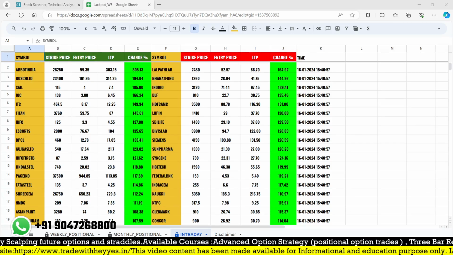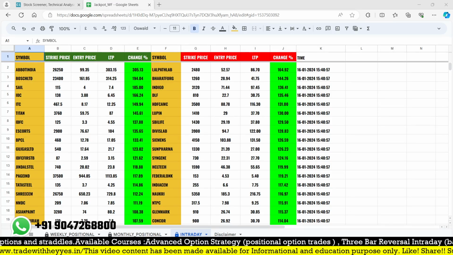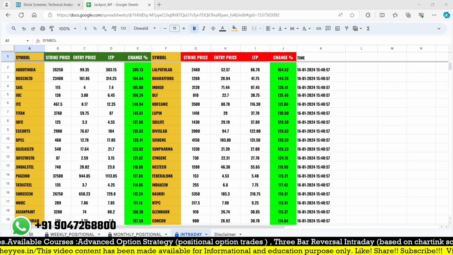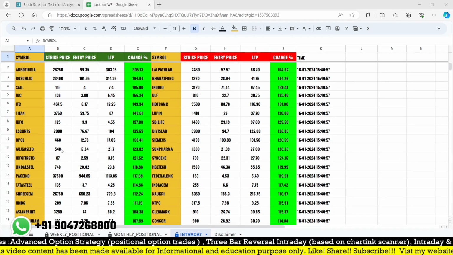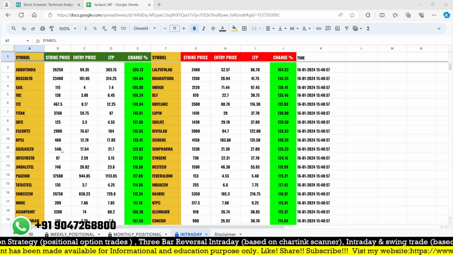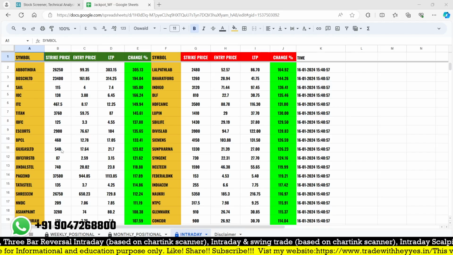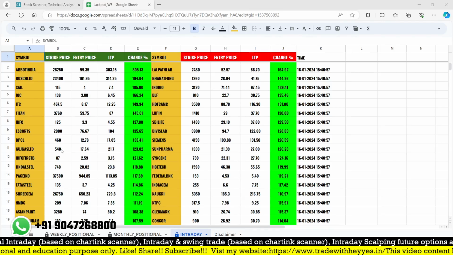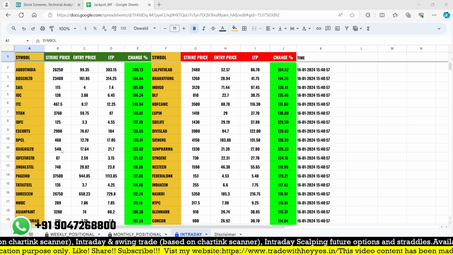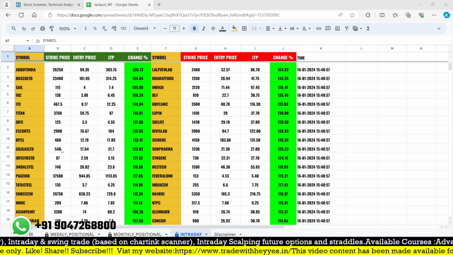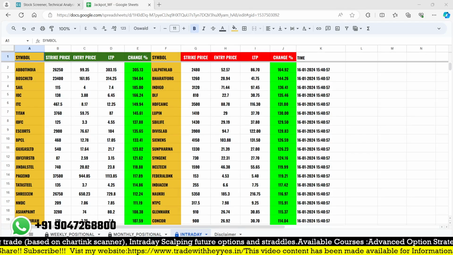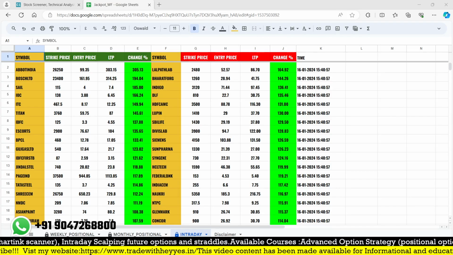And in this video, I'm going to discuss my Google Sheet and intraday scanner, which gives you a lot of stocks which triggered our entry point in the past 15 minutes. So how to find out the options which are triggering after the first 15 minutes, that we are going to look at with the charting scanner. So that I'm going to create in this video right now.